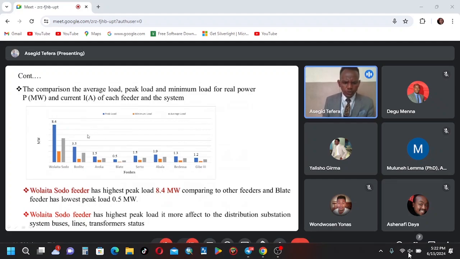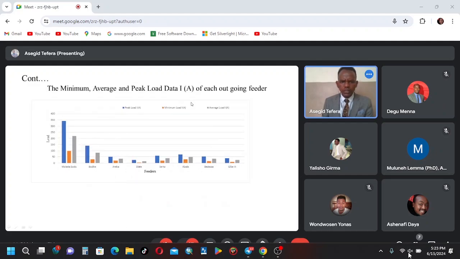So the Sodo feeder has the highest peak load, 8.4 megawatt, compared to each other feeder, and the Plate feeder has the lowest peak load, 0.5. Since the Sodo feeder has the highest peak load, it affects the distribution substation system bus line and transfer status more. So these are data for each outgoing feeder.